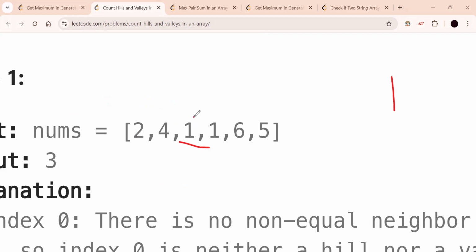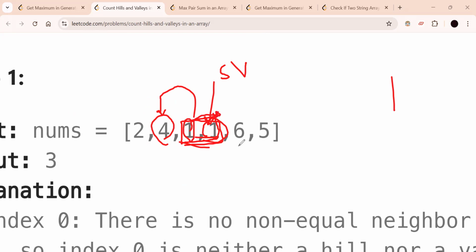Now the next one is 1. The left side is 4, a bigger value. The right side is 1, the same value, which means these two are part of the same valley. So what is the right side of 1? The first different value on the right side of 1 is 6. Here, the left side we have 4, a bigger value, which means this is a valley. But on the right side we have 1, which means these two belong to the same valley.